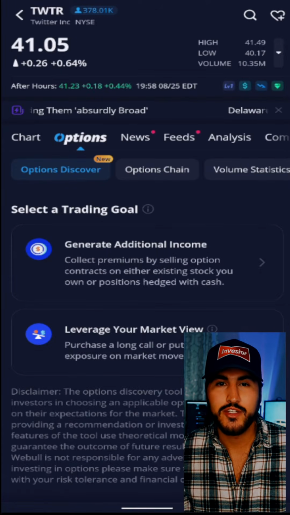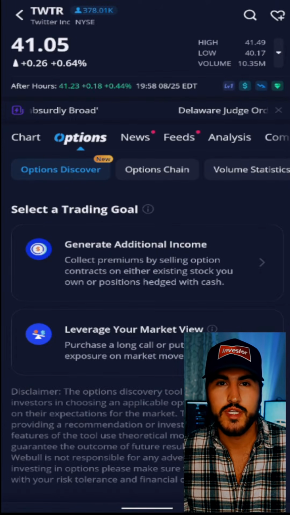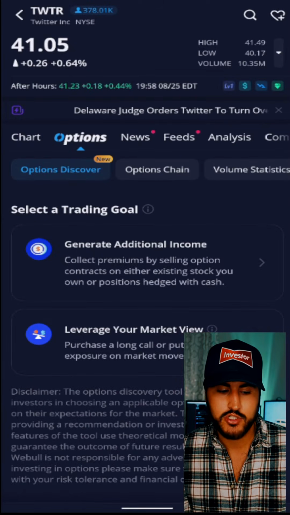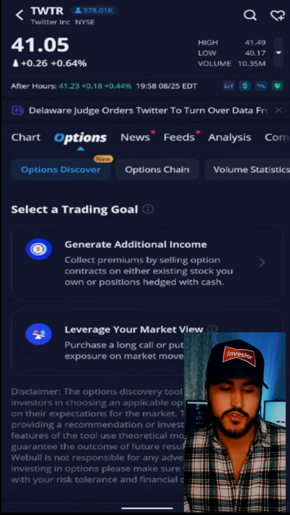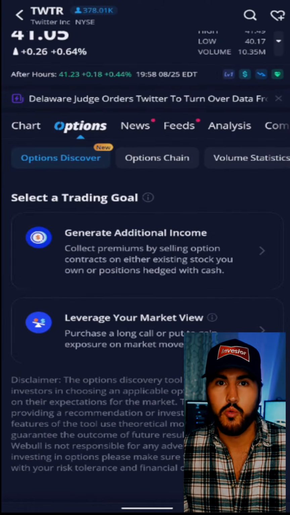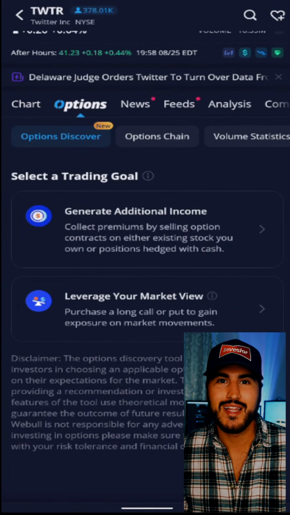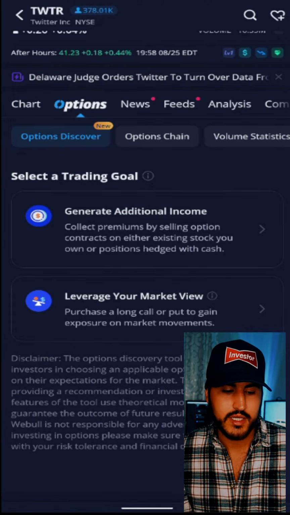Now with that being said, you don't have access to all of the options trading strategies with this tab. You can do that on the options chain, but if you're going to buy options through here, you are limited on what you can purchase. Now there are two different categories. You have generate additional income, or you have leverage your market view. The traditional one, or the one most people start with, is leverage.